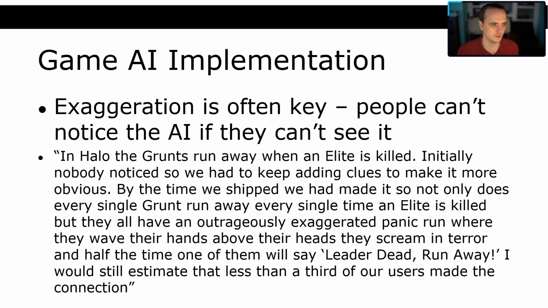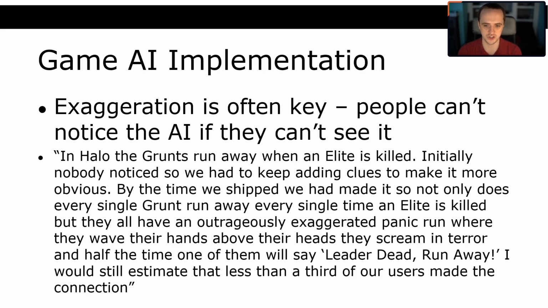Here's a story from Halo. I can't remember the name, I apologize, but this is from the game AI programmer of the Halo series. He said, in Halo, the grunts run away when an elite is killed. Initially, nobody noticed that. In the game of Halo, there's a bunch of grunts, and then there's an elite with that pack of grunts. The elite is kind of like the leader of that pack. They wanted the grunts to run away if the elite is killed. Initially, nobody noticed that, so we had to keep adding clues to make it more obvious.